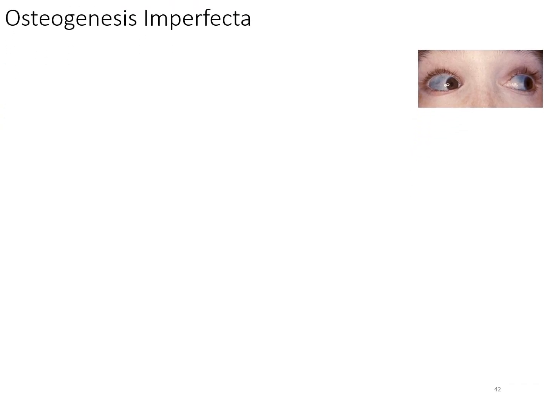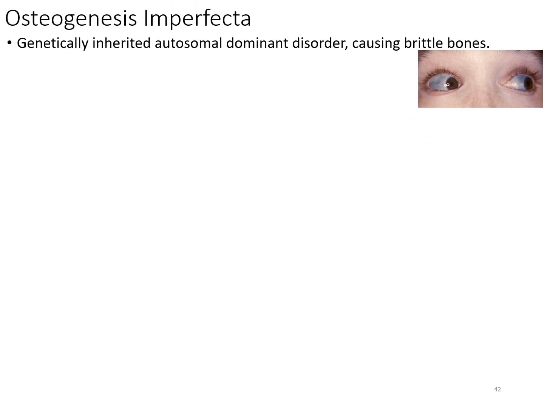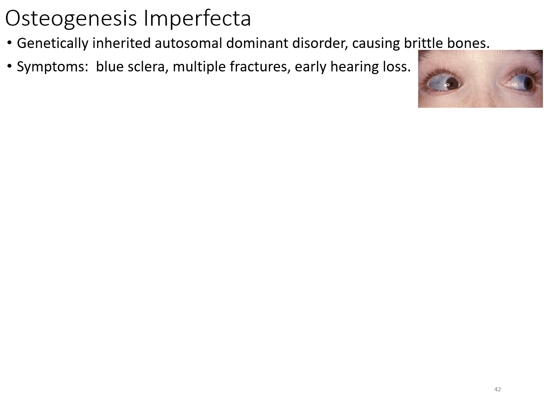Okay, osteogenesis imperfecta. This is a genetically inherited autosomal dominant disorder causing brittle bones. The symptoms include a blue sclera. If you look closely at the image, the sclera, the white of the eye, looks to be blue, but actually it isn't blue. What you are looking at is a thin sclera. The collagen that makes up the sclera in patients with osteogenesis imperfecta is a bit thinner, so what you're seeing is the underlying choroidal vessels of the eye.